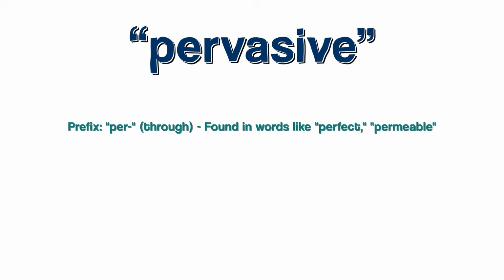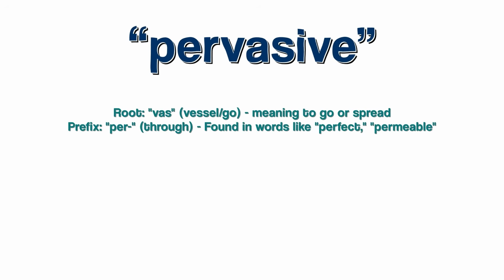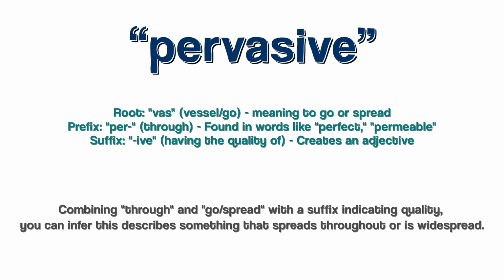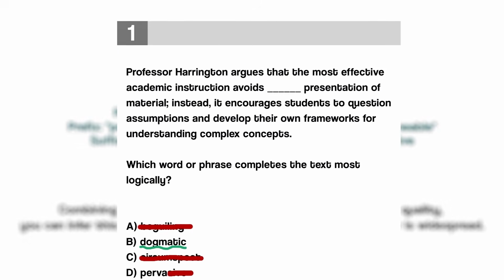Moving on to D, pervasive. The prefix per means through, which can be found in words like perfect or permeable. The root vas, which means vessel or go, has the meaning of going or spreading, and the suffix ive, which means having the quality of, this just creates an adjective. So when you combine through and go with the suffix indicating quality, you can infer that this word describes something that spreads throughout or is widespread. And this doesn't fit our context.